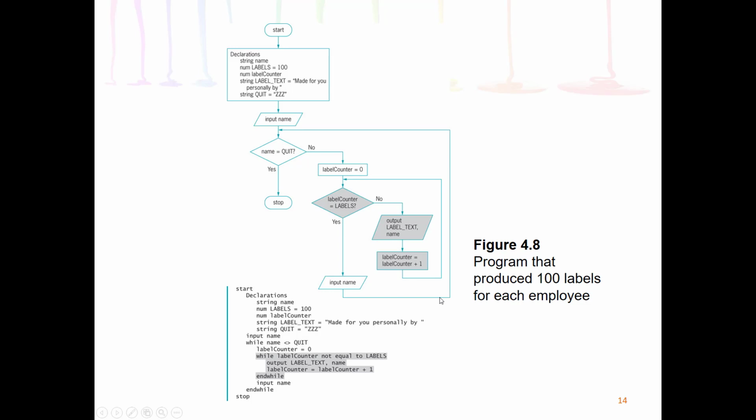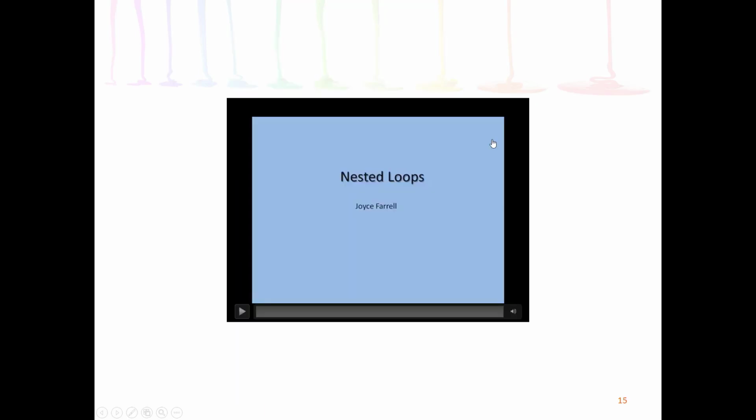It comes over here and gets input name again, and it says if it's quit, because they could have put ZZZ down here to quit, and obviously there'd be some prompts telling them that. And is name equal to quit? Yes, out. Okay, so that's a nested loop. Those are nested while loops.